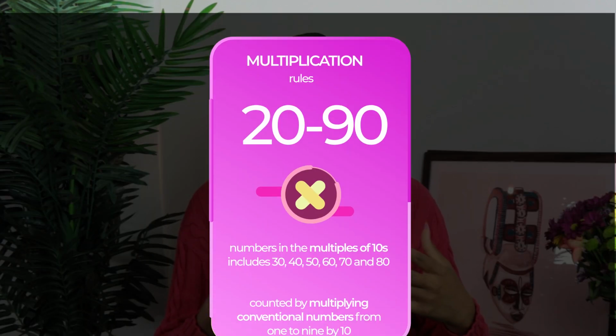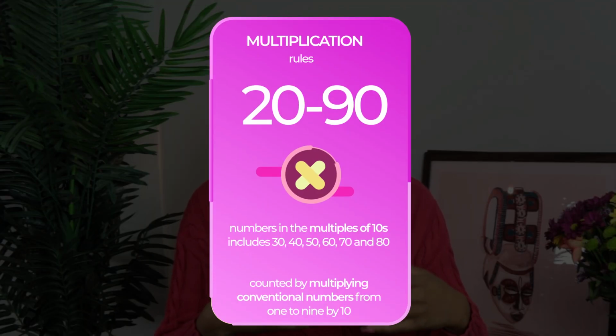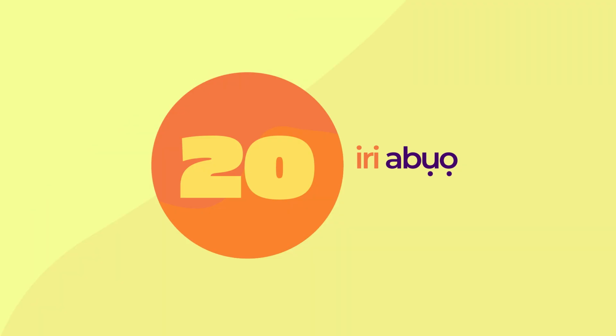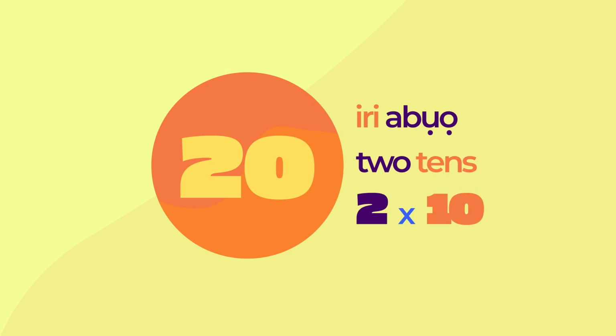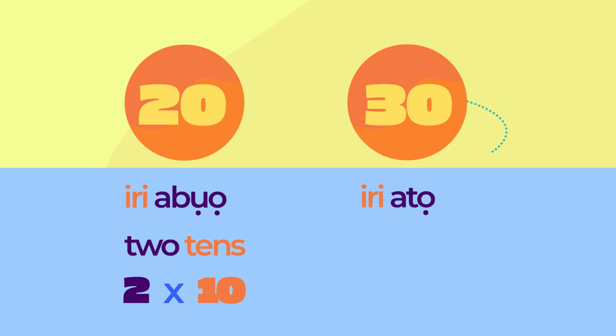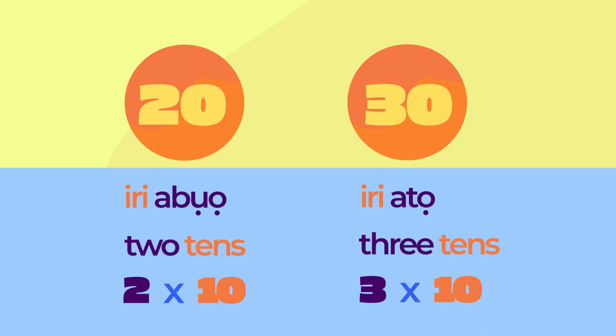Now, when it comes to counting numbers in the multiples of 10, that is 20, 30, 40, all the way to 90, we use the multiplication rule. Let's look at some examples. 20 is Iri abụọ. Literal translation for Iri abụọ is 10, 2. However, when interpreted for actual meaning, it refers to two tens, which is derived by multiplying 2 and 10. 30 is Iri atọ. Literal translation for Iri atọ is 10, 3. However, when interpreted for actual meaning, it refers to 3 tens, which is derived by multiplying 3 by 10.